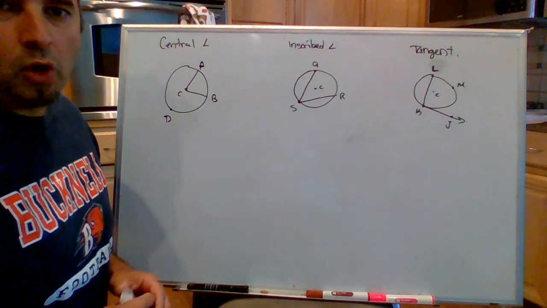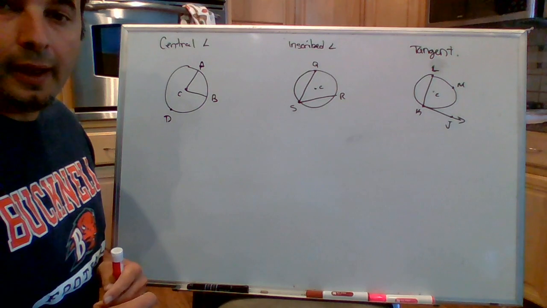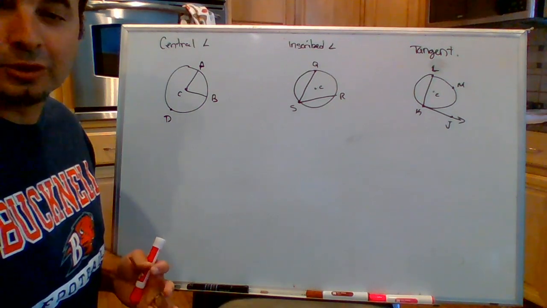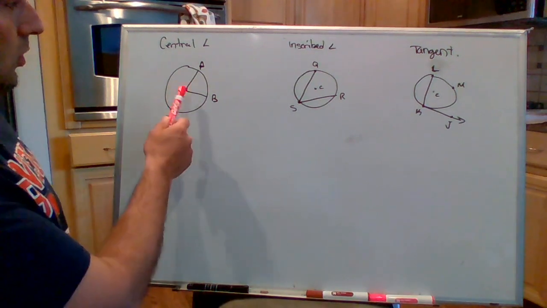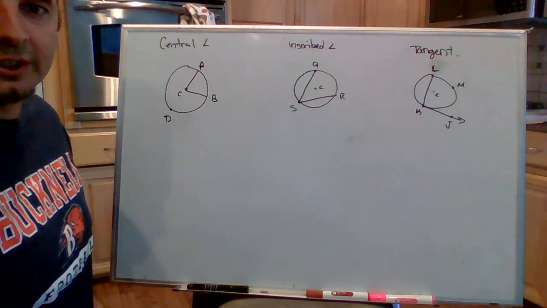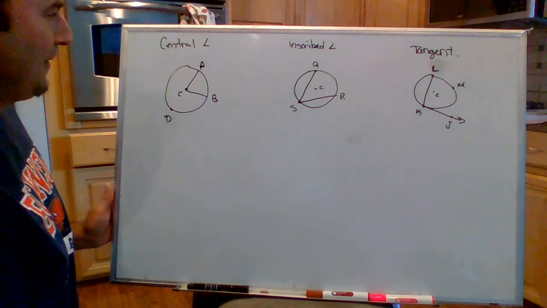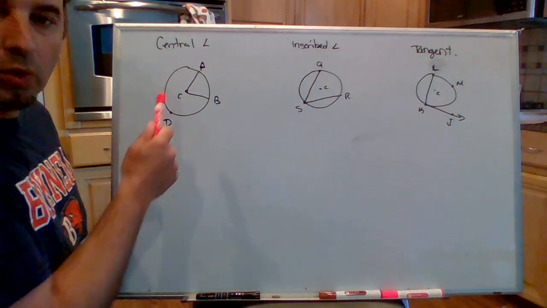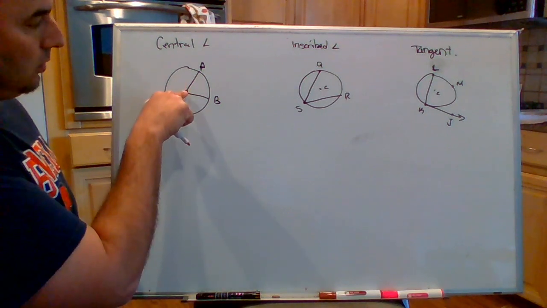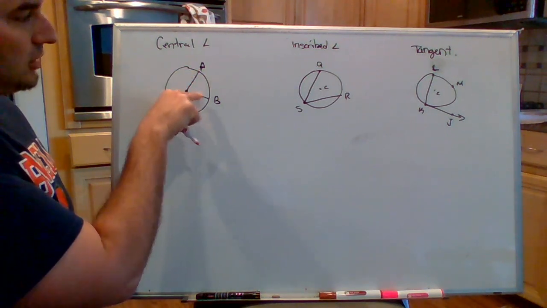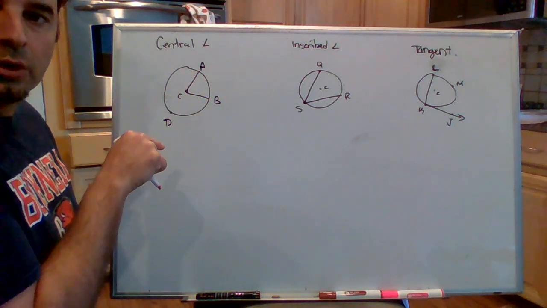Alright guys, we're going to start talking about some circles and central angles, angles inside circles, and some arcs. Okay, so basically you have a circle, and every circle has a center. We're going to have its center C. Alright, a central angle is an angle that starts in the center. Okay, so you have an angle, the vertex is in the center, and it intercepts any 2 points on the circle.